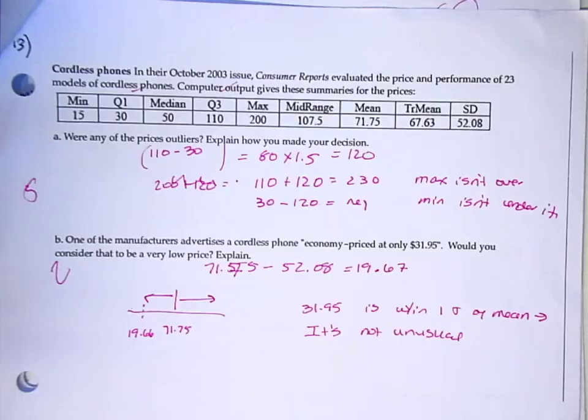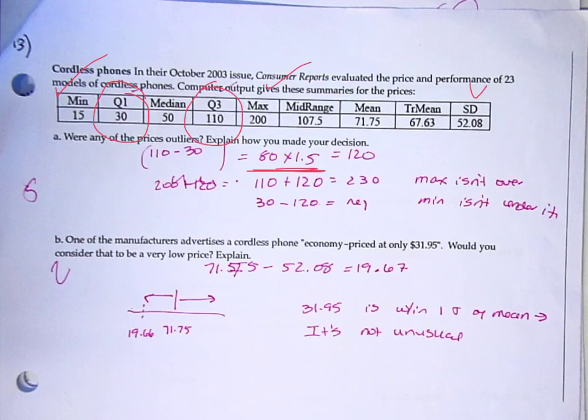On the last question, you had to do an outlier test. So you're doing upper quartile minus lower quartile times 1.5. You add that number to the upper quartile and get 230. You subtract it from the lower quartile and get negative 90. Neither the max nor the minimum are outside of that fence range.